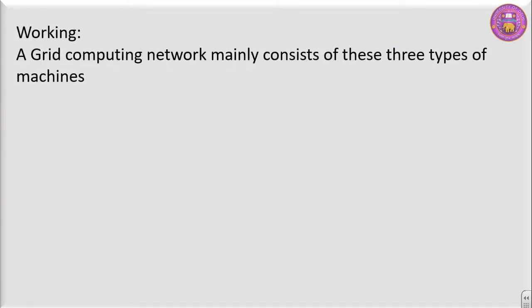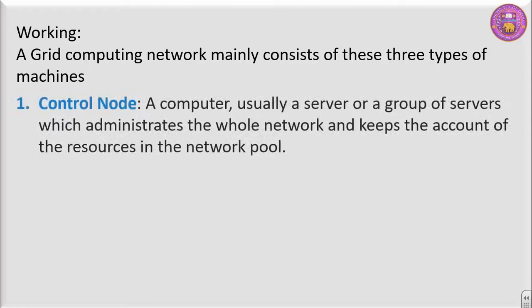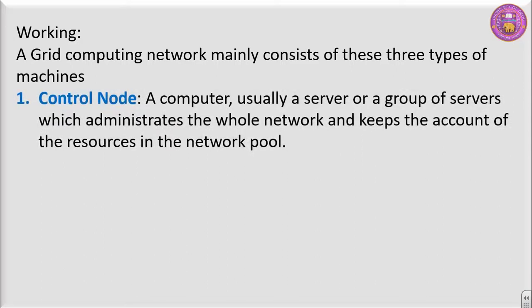How does grid work? A grid computing network mainly consists of these three types of machines. The first one is control node. A computer, usually a server or a group of servers, which administrates the whole network and keeps the accounts of the resources in the network pool. So this is the computer or a number of computers which manages the network, which manages the resources available on the network.